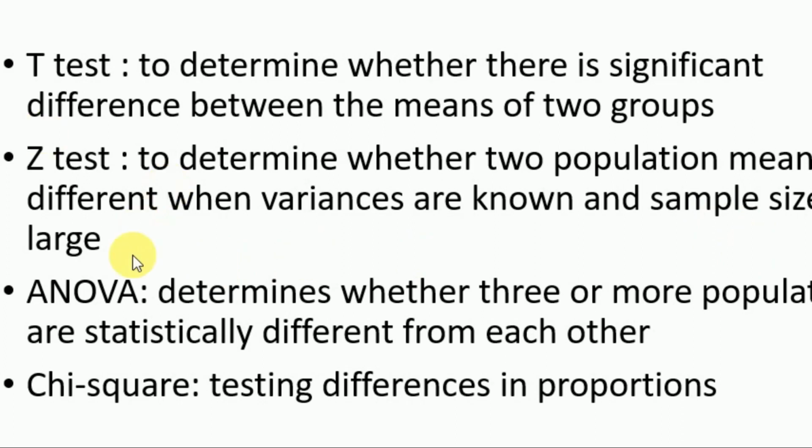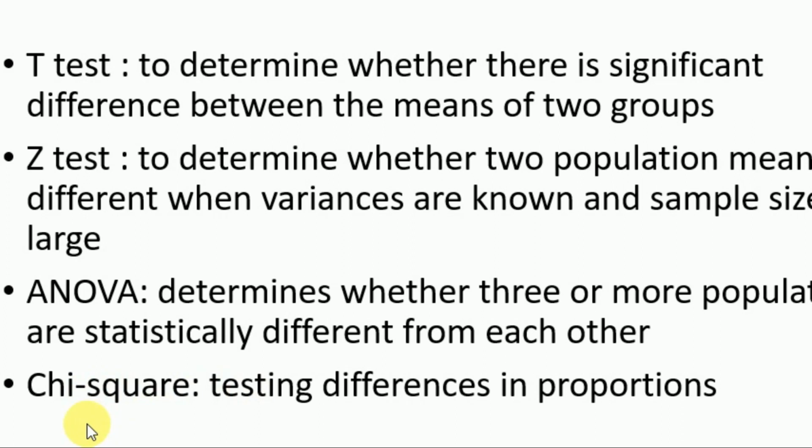ANOVA, that is analysis of variance. It is a parametric procedure to determine whether three or more populations are statistically different from each other. It is used for testing differences between means when there are three or more groups. In case of two groups, we are using T-test. If there are more than two groups, in that case, we are using ANOVA test.